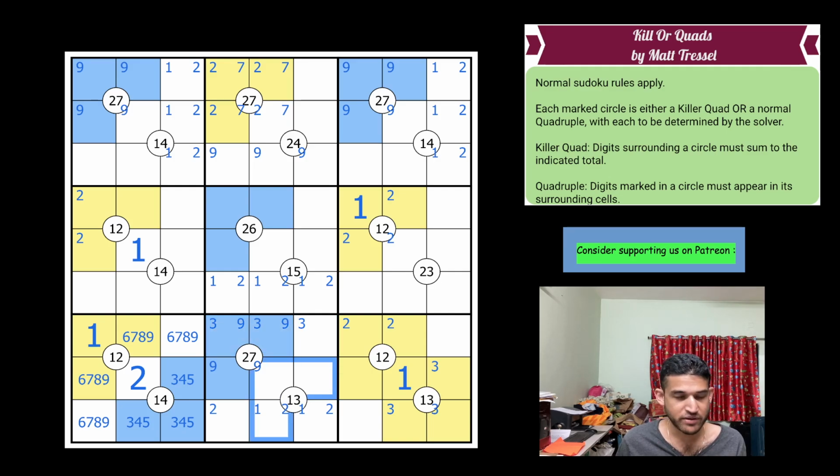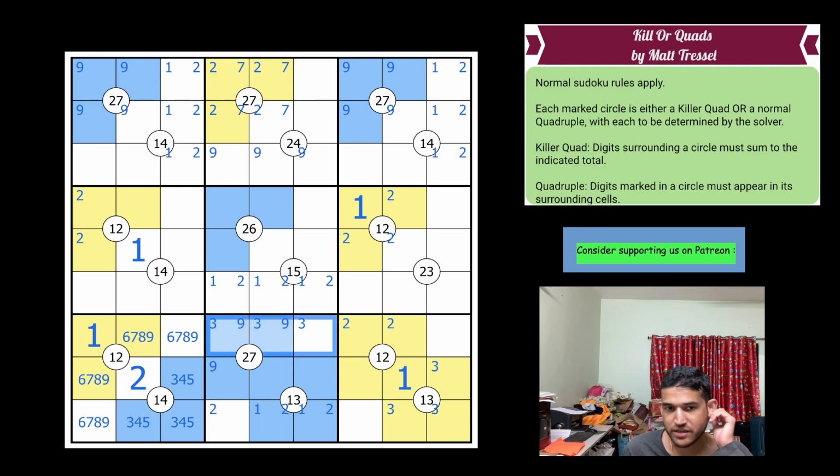I have eliminated 3 from this area. So which means it's not a quadruple. It has to be a killer quad. Let's shade this blue. So I have a killer quad here, I have a killer quad here, so all these are common. So which means I need to add up to 13 from these 4 cells, and that is no way possible with a 9 here. Let's remove the 9 from that cell, right?